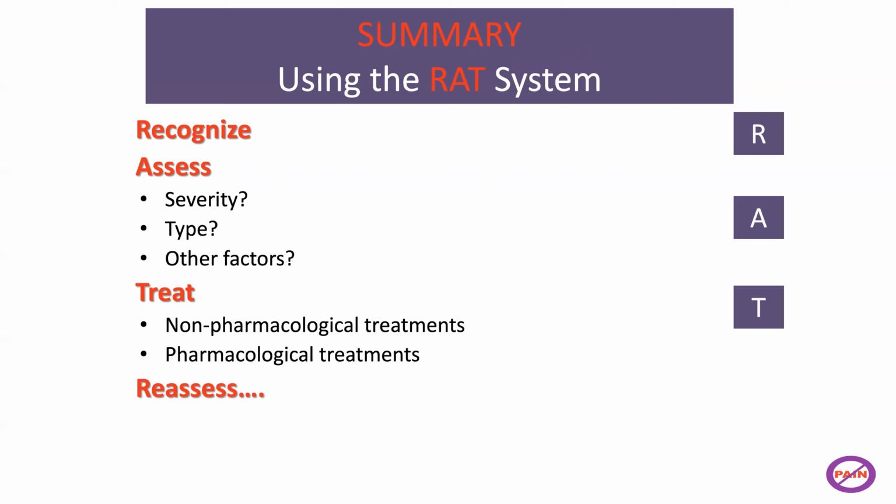So that gives you a really good start, but it also gives you a start to think, how am I going to treat, which is the T in the RAT. So non-pharmacological is really important, and the pharmacological. And then, of course, the most important thing is to reassess and go back to R and then A and then T.